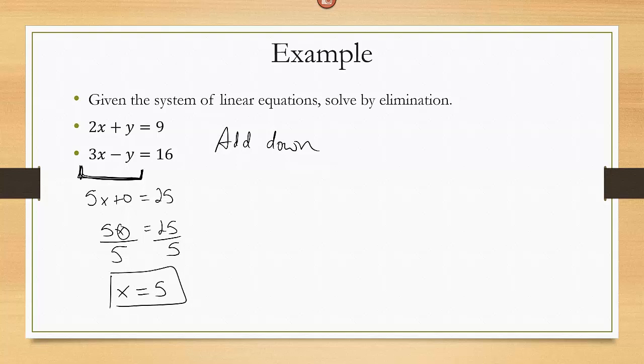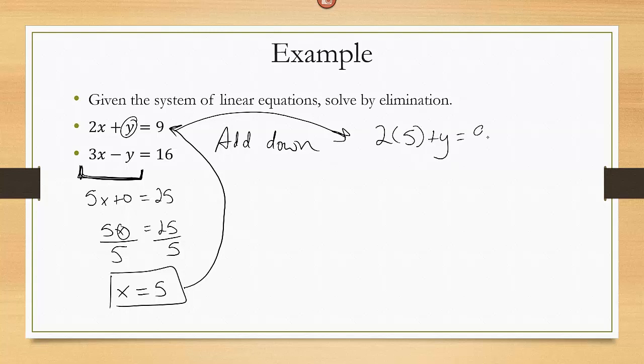But remember, there's one more step. We need to plug this 5 back into one of our equations to solve for y. So let's go ahead and bring this over here, plug in our 5, so we'll have 2 times 5 plus y equals 9. 2 times 5 is 10, so 10 plus y equals 9. We need to get y by itself, so we have 10 plus y. The opposite of addition is subtraction, so we're going to subtract 10 from both sides. And that leaves us with y equals negative 1.